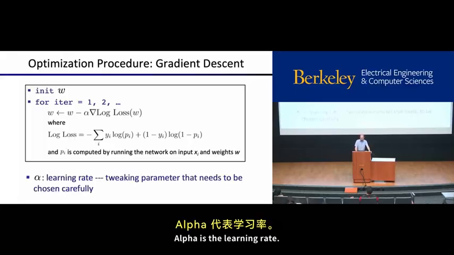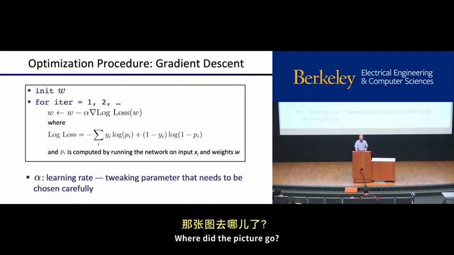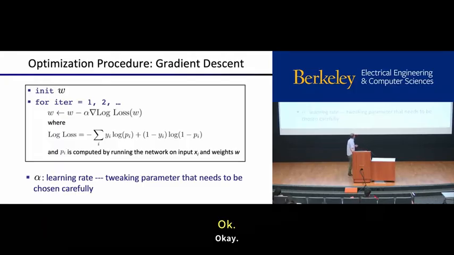Alpha is the learning rate. I promise I will show you a picture somewhere about what happens when it's too big. Where did the picture go? Oh no. I'll find it somewhere on my computer if it's not here. Okay.